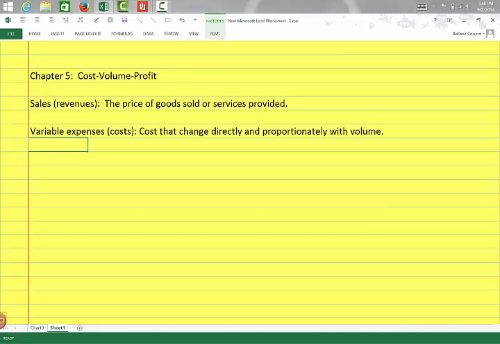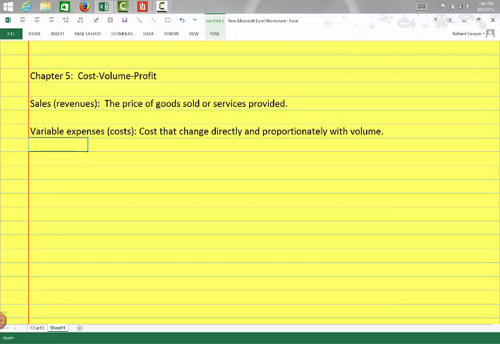So for instance, a variable expense for the grocery store is what it pays to buy that gallon of milk that it sells, what it pays to the dairy. And if milk sales increase by 10%, that cost, that expense for buying the milk should also increase by 10%, directly and proportionally. And if milk sales decrease by 5%, the cost of the milk should also decrease by 5%.